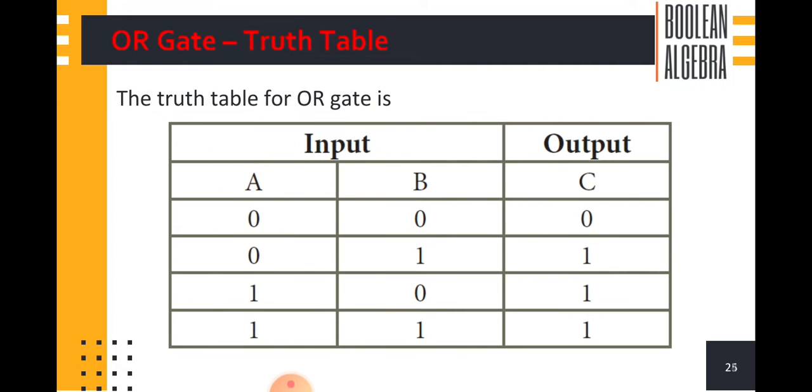The truth table for the OR gate is given. We are passing two inputs A and B, and we get the output C. The possible input combinations are 0 0, 0 1, 1 0, 1 1. When both the inputs are false, the output is also false. Next we see the second input, 0 1. One of the inputs is true, so the output is also true. So for 0 1, the output is 1. For 1 0, again the output is true. For 1 1, the output is also true.